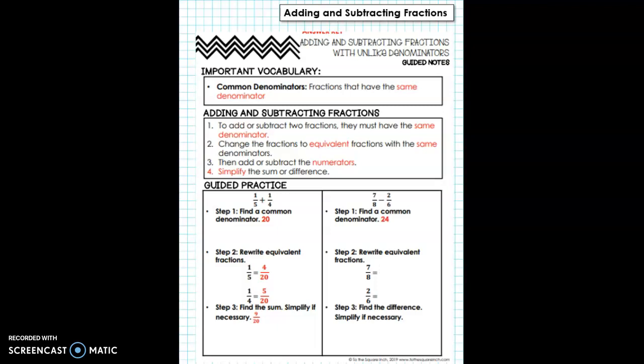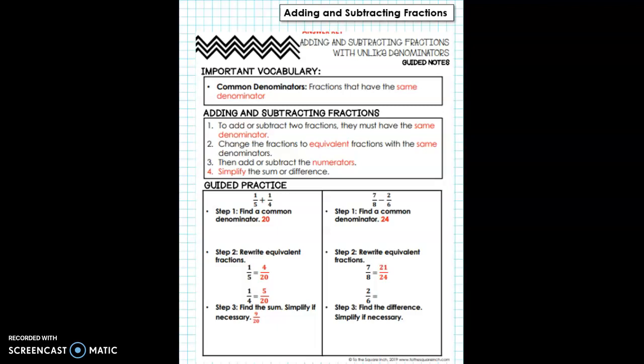I'm going to rewrite both of my fractions as equivalent fractions using the denominator of 24. I know 8 times 3 is 24, so I'm also going to multiply 7 times 3. This gives me 21/24.